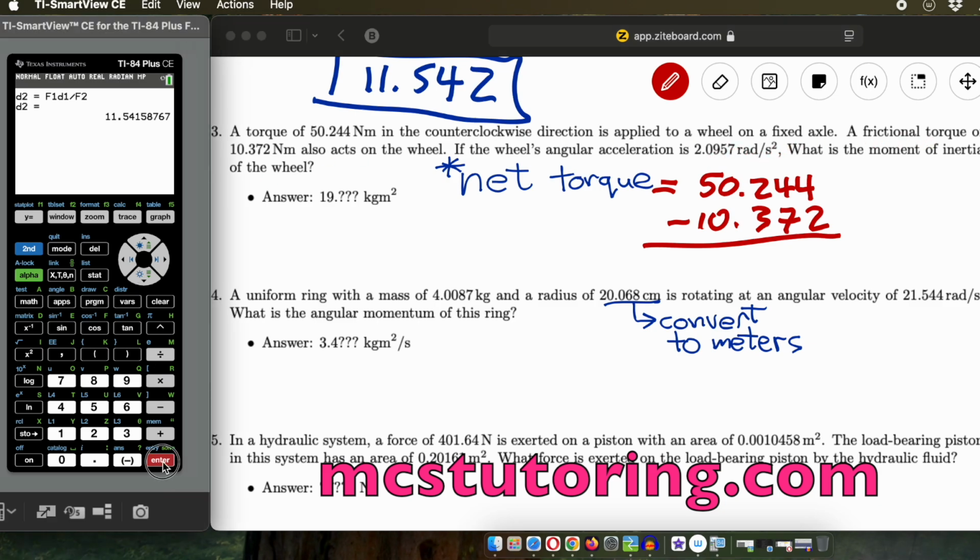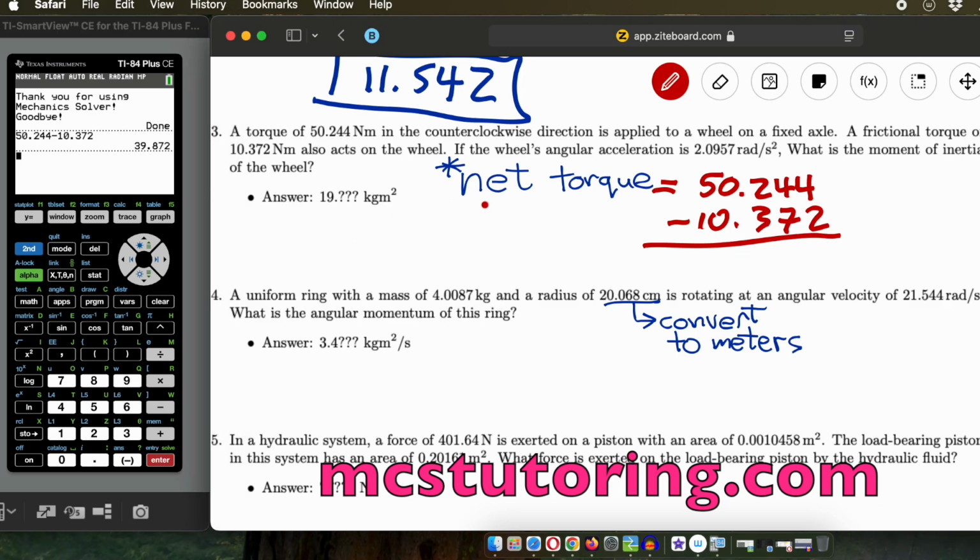So actually, we have to exit this for just a second. We're going to have to calculate that net torque, 50.244 minus 10.372. And then I get 39.872. So the net torque is 39.872. Okay, so we've got that. We've got the angular acceleration. We're going to find the moment of inertia.